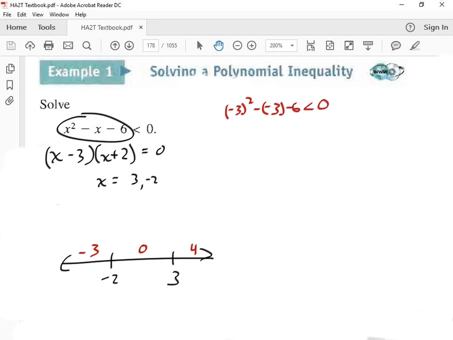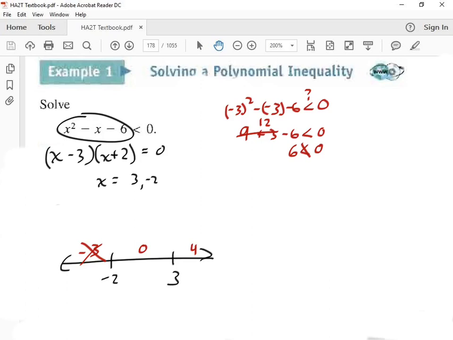It would be negative 3 squared minus negative 3, and then minus 6. Is that less than 0? Let's see, we got 9 plus 3 minus 6. That's 12 minus 6, which is 6. Is 6 less than 0? No, it doesn't work. So I'm going to X this one out. That interval failed our test, so it is not part of the solutions.